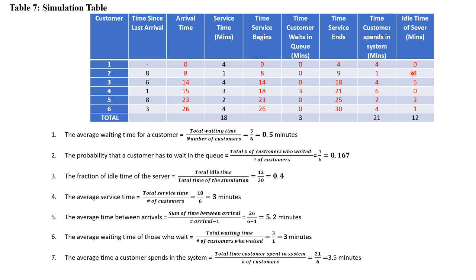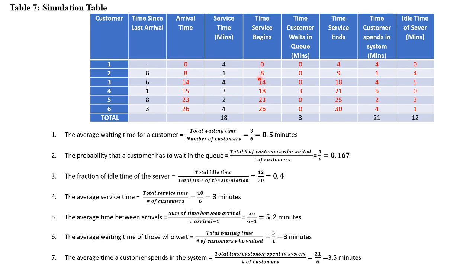All right, the next one is customer 3. Customer 3 came in 6 minutes after customer 2 arrived. So the arrival time from the beginning is going to be 14, that is 6 plus 8. The service time for customer 3, we know that to be 4. Then the time service begins for customer 3 is going to be 14.